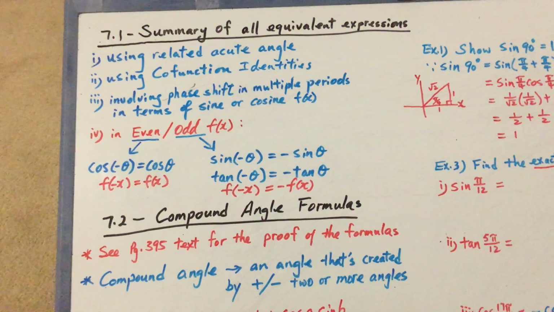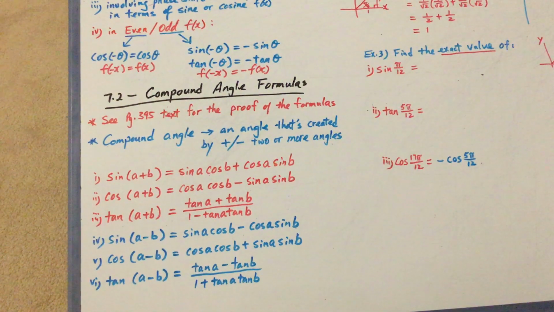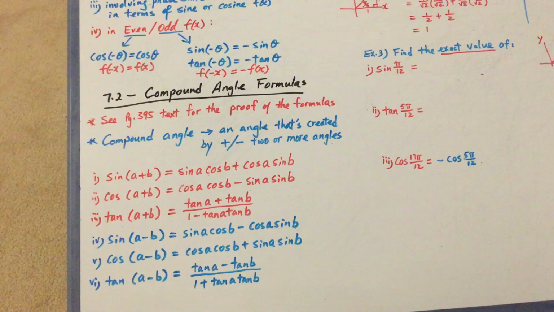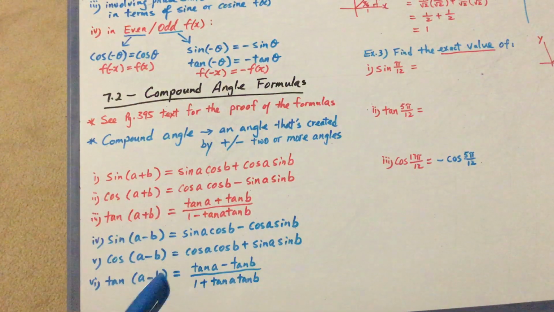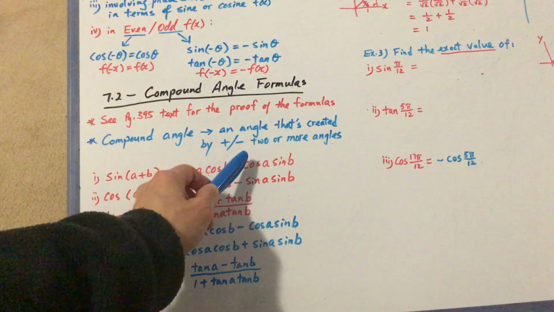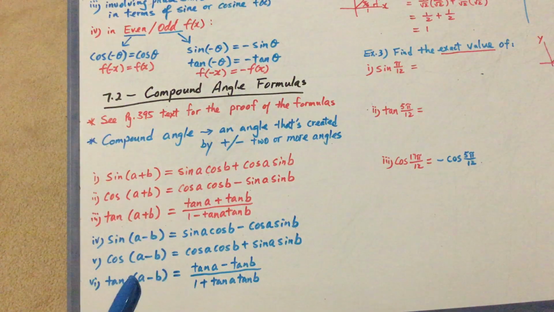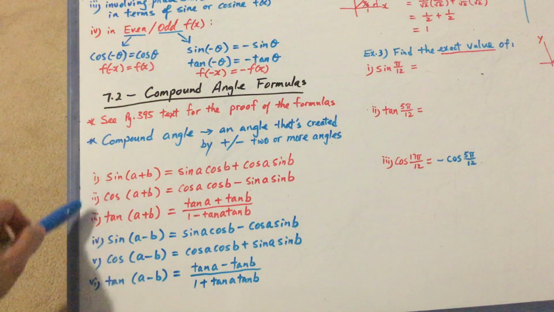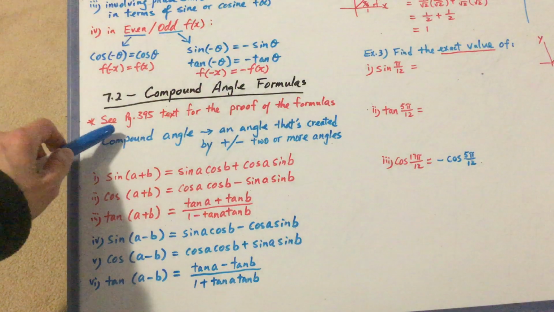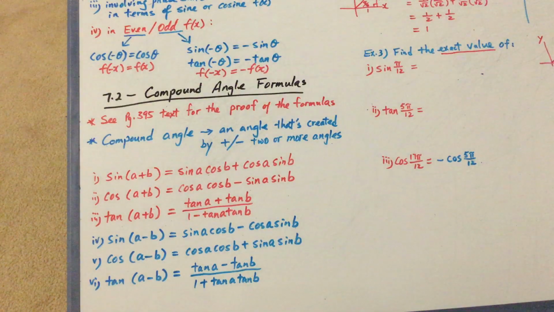All right, so 7.2 is about the compound angle formulas, and in this particular section there are 6 altogether. Those are the 6 formulas, but they are equivalent. Compound angles mean an angle is created by adding or subtracting 2 or more angles. If you're interested in seeing the proof of where those formulas come from, on page 395 of your textbook they have a very good example showing the proof for the formulas.